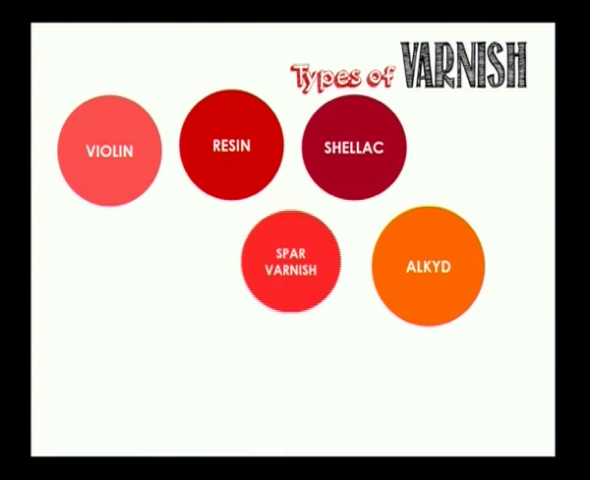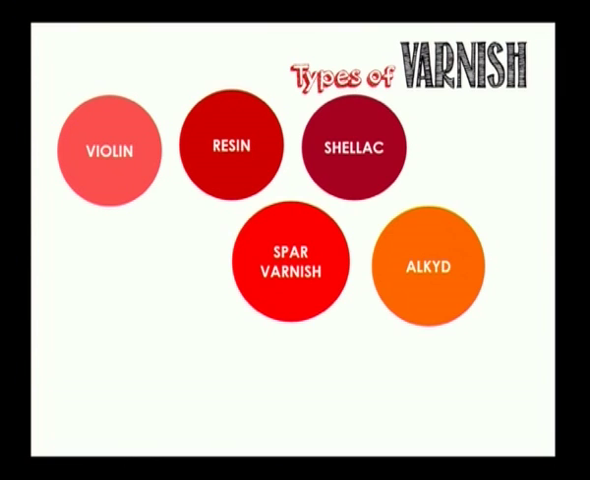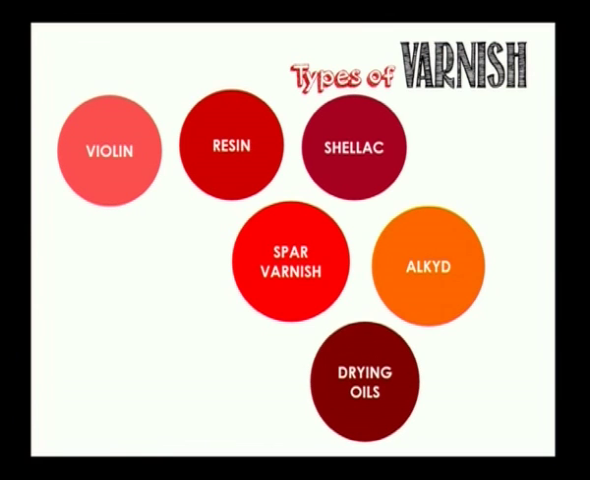Spar varnish, also called marine varnish, was originally intended for use on ship or boat spars to protect the timber from the effects of sea and weather. Spars bend under the load of their sails. Drying oils such as linseed and tung oil are not true varnishes, though in modern terms they often accomplish the same thing.